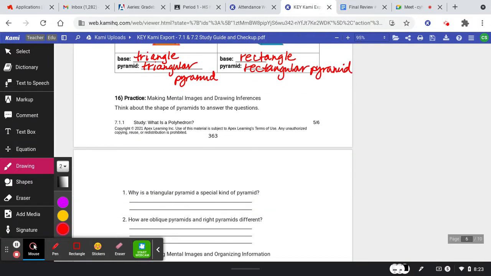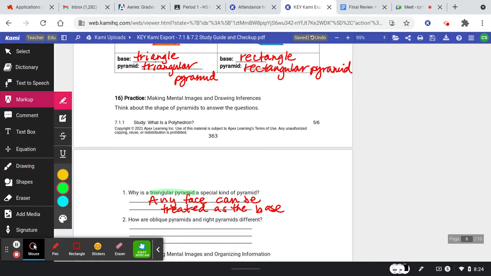Okay, why is a triangular pyramid a special kind of pyramid? Because any face can be treated as the base. Can you picture holding a triangular pyramid and how you could roll it from side to side to side, and the side it lands on could become the base? Any face can be treated as the base when it's a triangular pyramid. Any face. That's what makes it special.